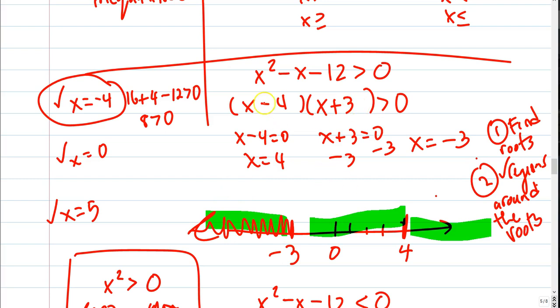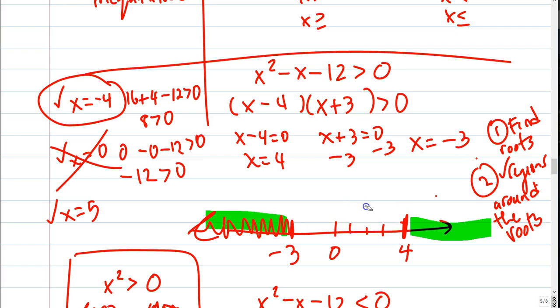When we check 0, because we know that the negative 3 gives us a 0, we know that the 4 gives us a 0, so we're going to check something in the middle, which is 0. Well, I get 0 minus 0 minus 12. I get negative 12 is greater than 0. That is not true. So we will not shade in the middle. We don't shade that region. And then when I check a number greater than the 4 to the right there, we check a 5. That's 25 minus 5 minus 12. How about 8 is greater than 0, which is once again true, so we would shade that direction.